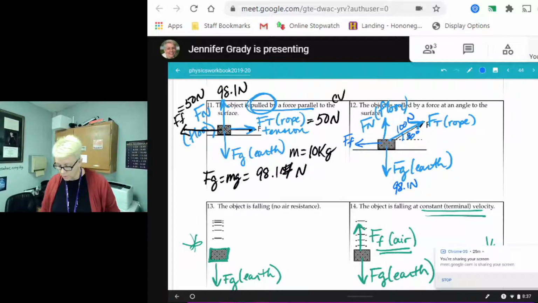I know that you probably right away want to put 98.1 on the normal force. I'm going to say, hang on to your hats, people. Don't do that right away. Let's work on that triangle. Okay, so I want you to pause and draw the components. All right, so pause the tape.